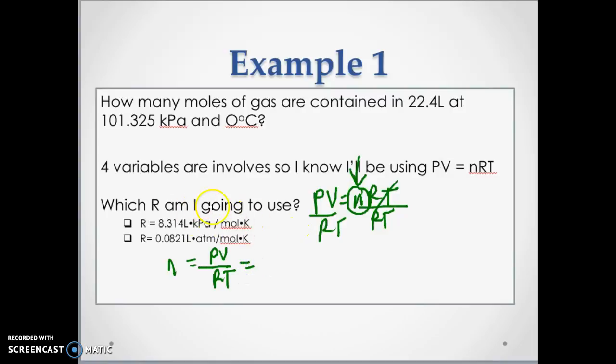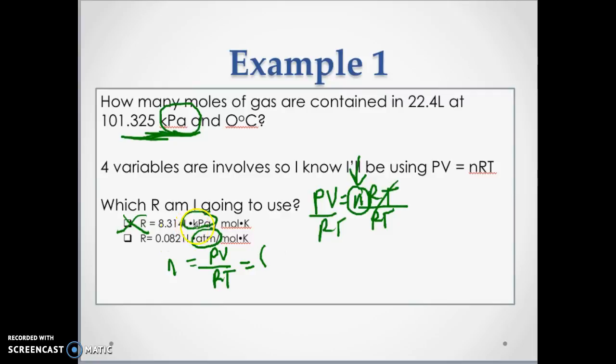Now we're going to start plugging in numbers, but you're probably asking which R am I going to use? Well, let's look at the pressure units. They gave us the pressure in kilopascals. So are we going to choose the R that has kilopascals, or are we going to use the one that has atmospheres in it? We're going to use the one that has kilopascals in it, because we want the units to cancel.